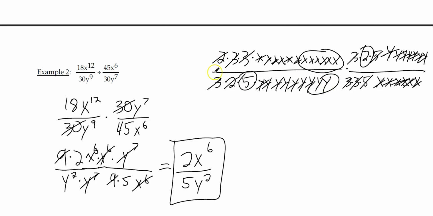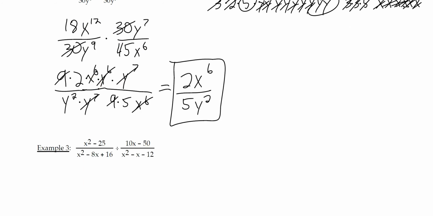So if you had to go all the way to the prime factorization, that's fine. I'm just demonstrating that if you can get the biggest factors of 1 you can, that speeds things up a little bit. Now let's look at the third example.